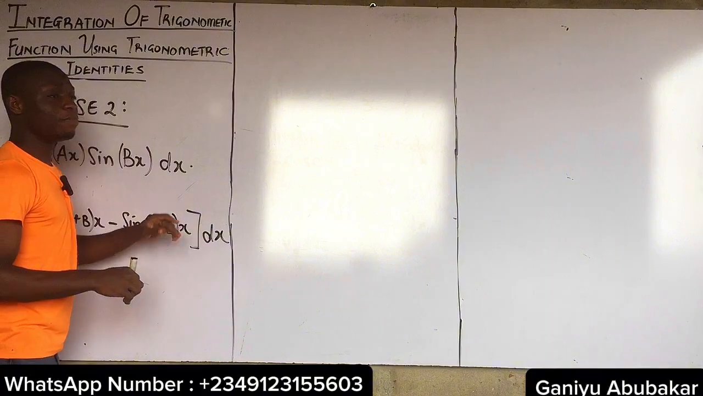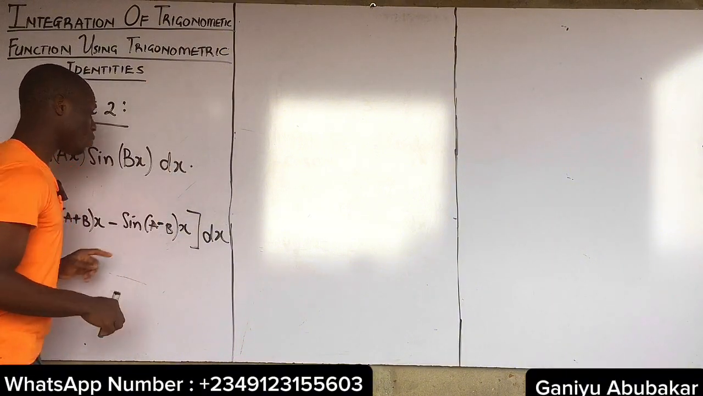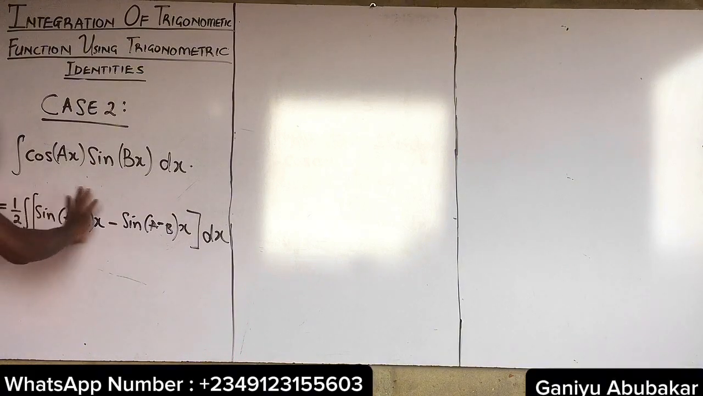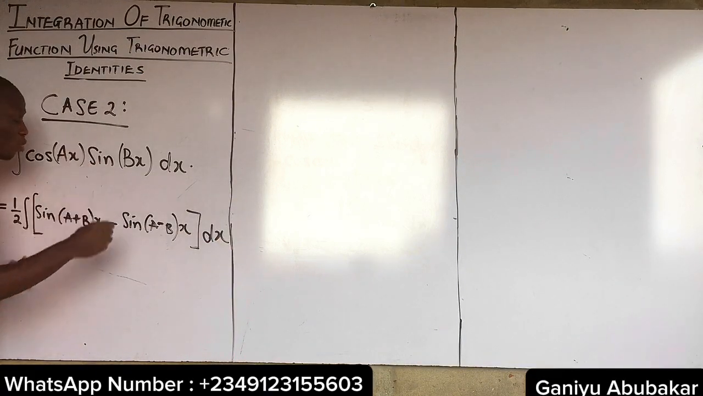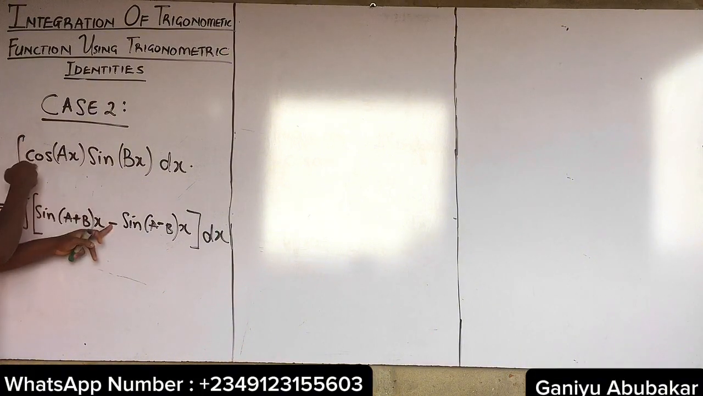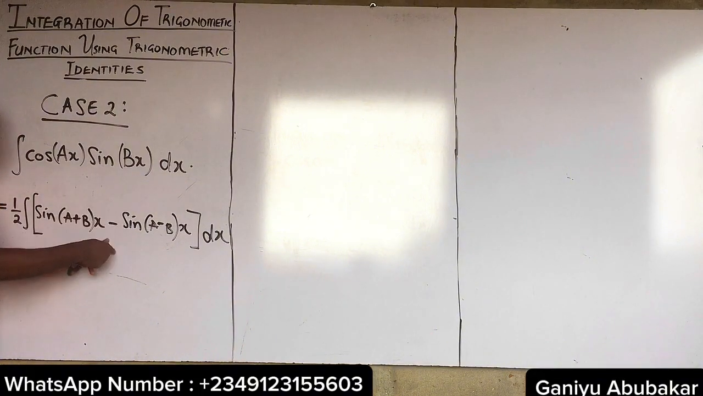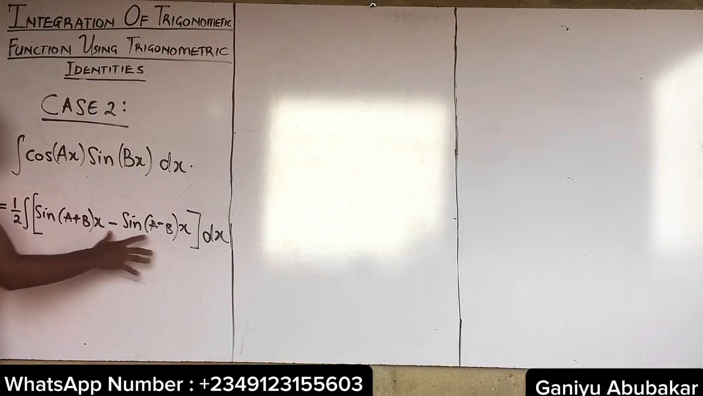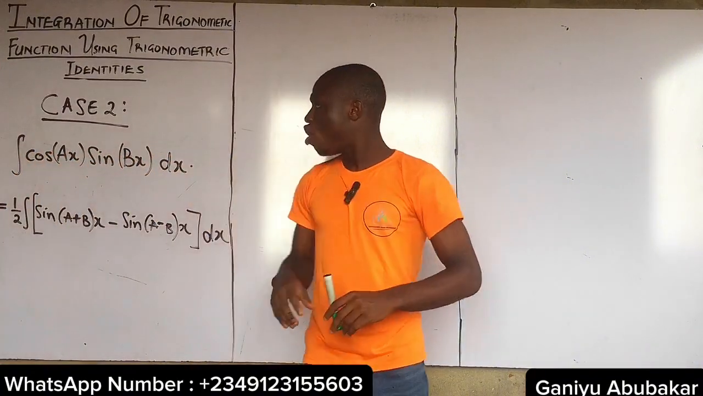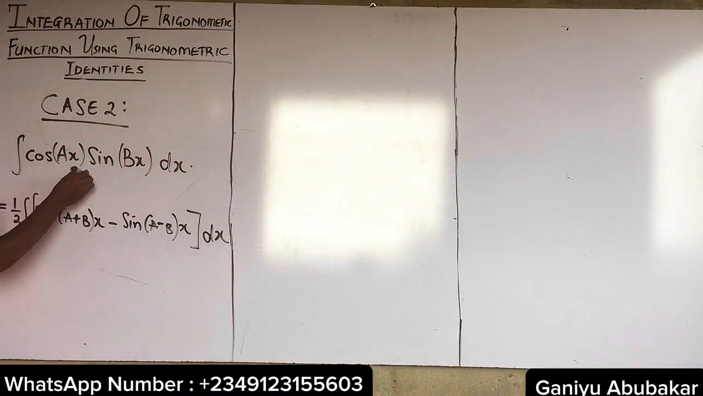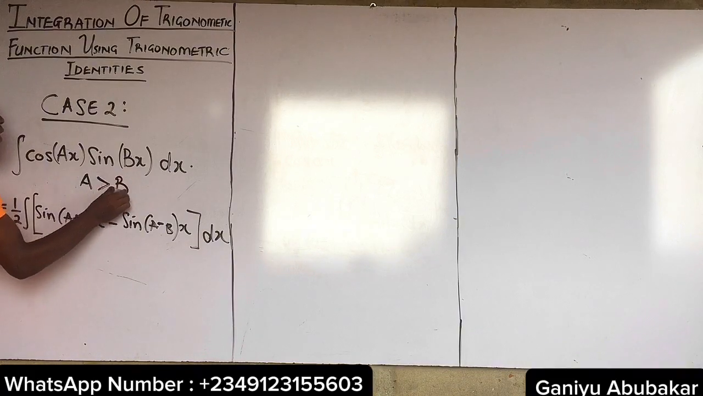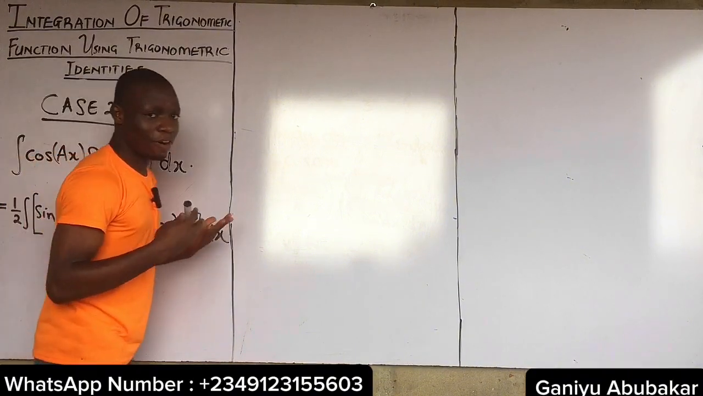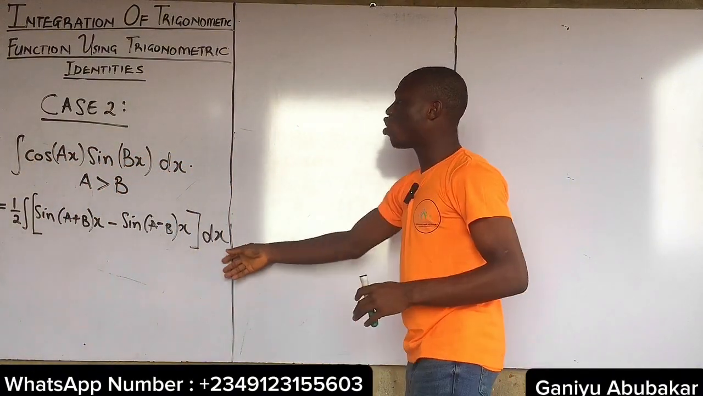The difference from case 1 in the last class, where sine was first and cos was second, is that the expression is still the same, but the thing that changed is the minus. For the last class, it was plus. But now that cos is first and sine is second, the idea is just to change this one to negative. For this condition, the value of A must be greater than B, so A must be larger in value, while B must be lesser in value.